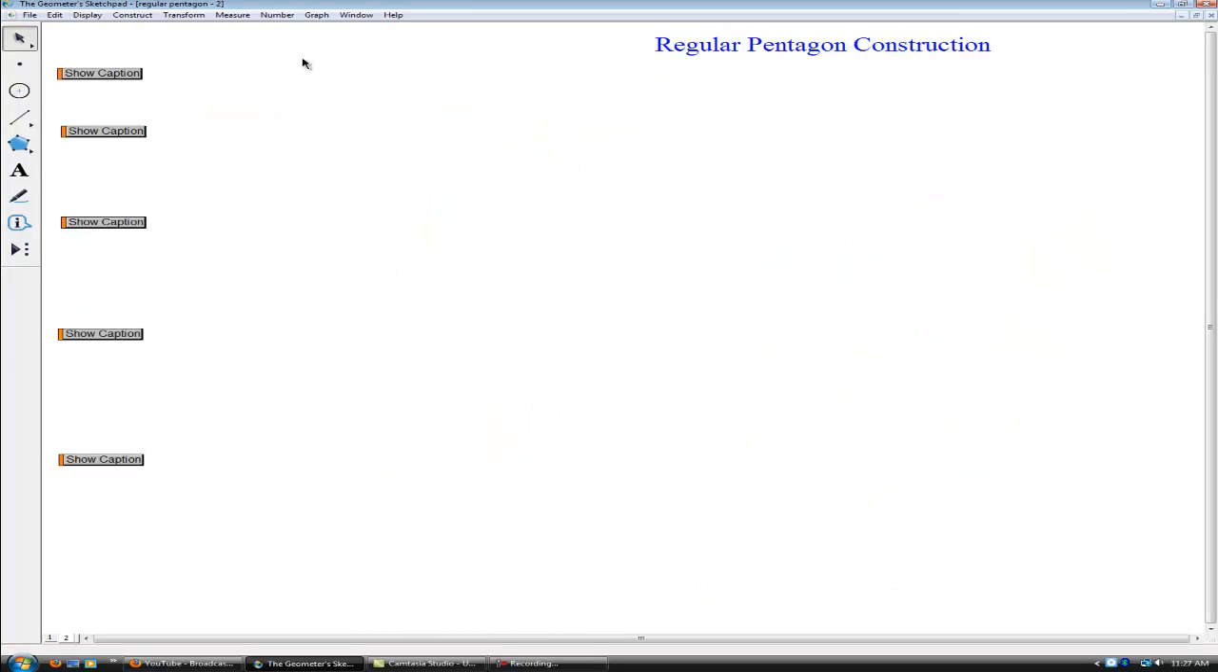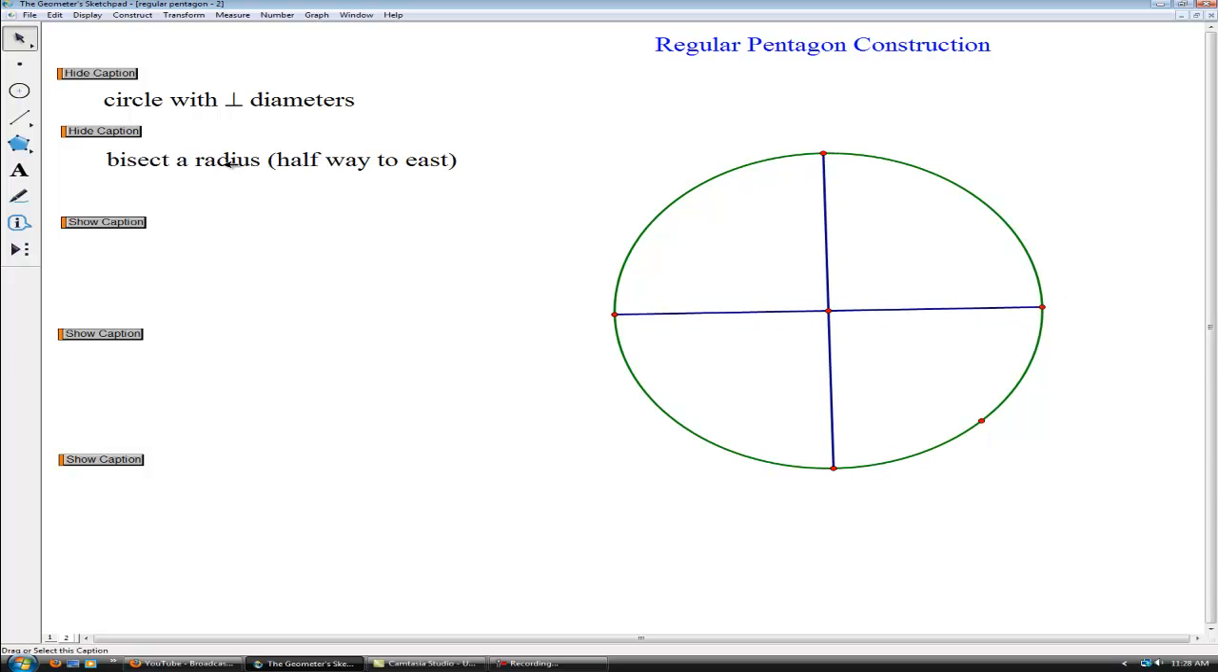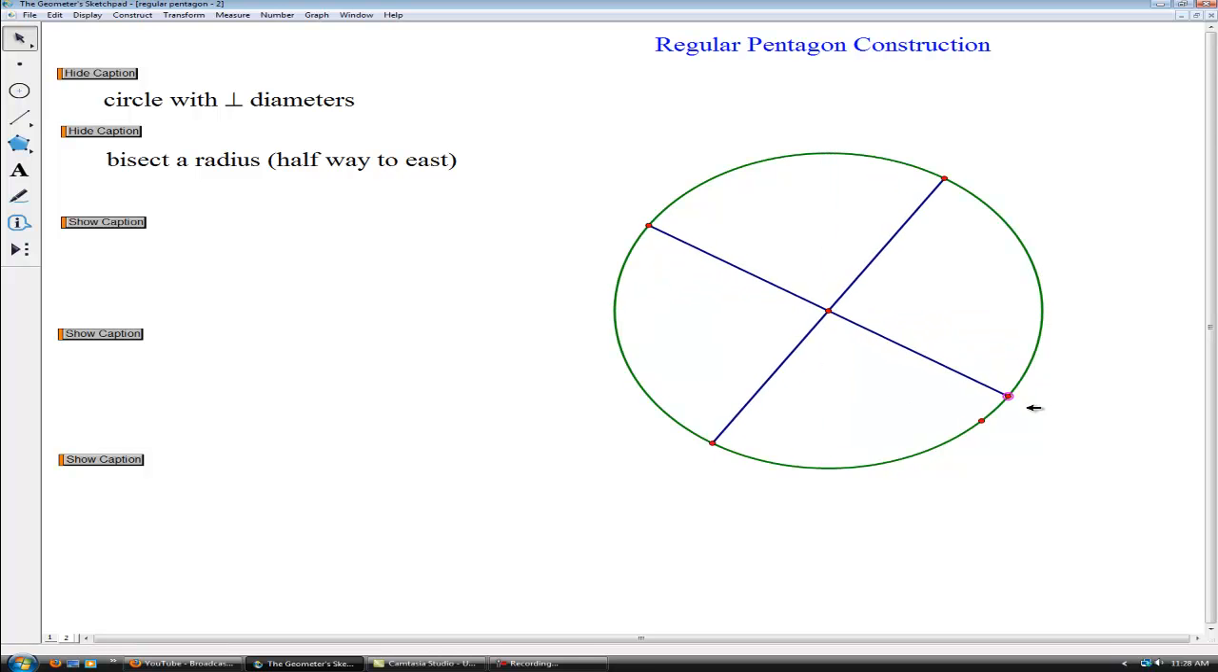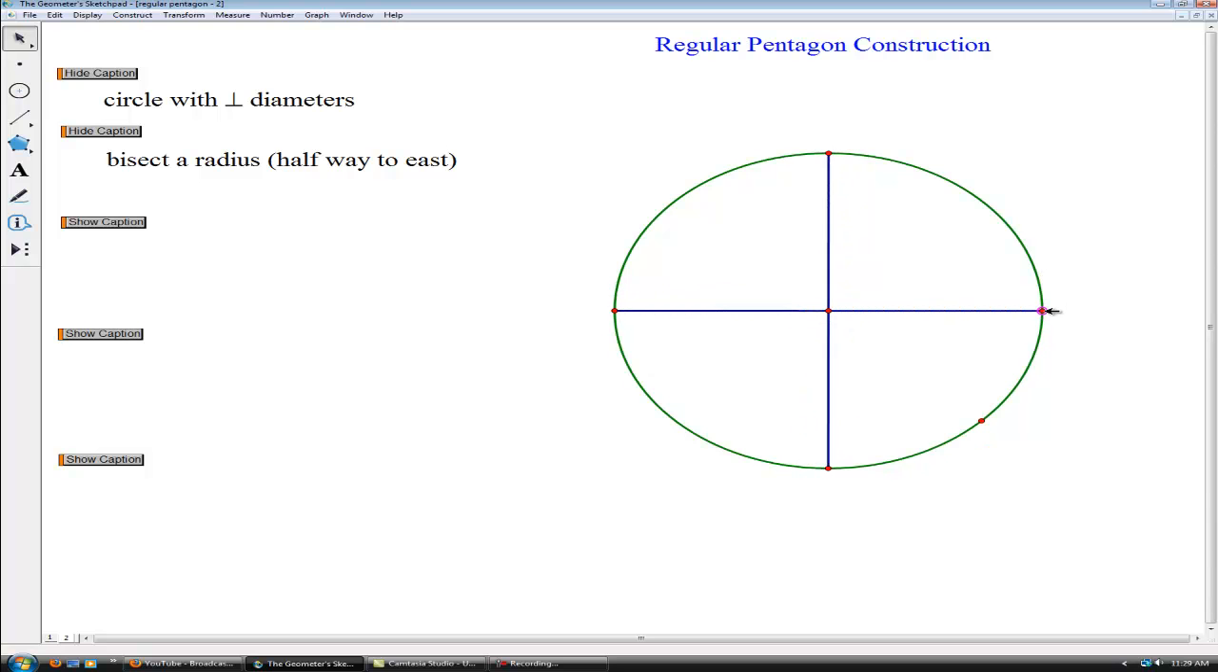Let's go through the steps of this construction. First, we need a circle with perpendicular diameters. There's one diameter. Now, on pencil and paper, we would use our perpendicular bisector technique to construct the second diameter. And there's the second diameter. They are perpendicular to each other. Just as a convention, instead of having our diameters in this orientation, for instruction purposes, if we consider this point the east, this one the north, this is the west, and this is the south, it'll be a little easier to follow the instructions.